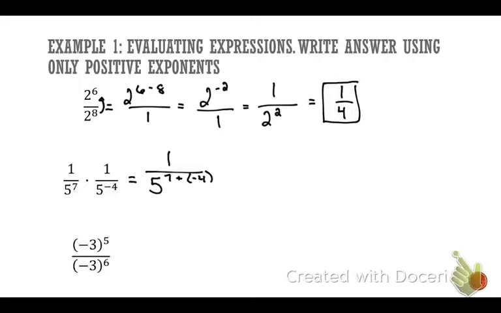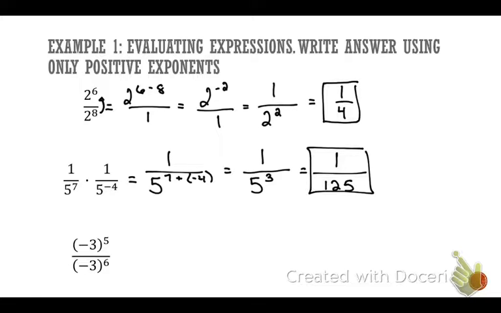Positive 3. So don't just automatically think, oh, I got to move my negative exponent to the top, because maybe after you do product of powers, you actually don't have a negative exponent. 1 over 5 to the third power. So what is 5 times 5 times 5? 125. 1 over 125. That's my answer.